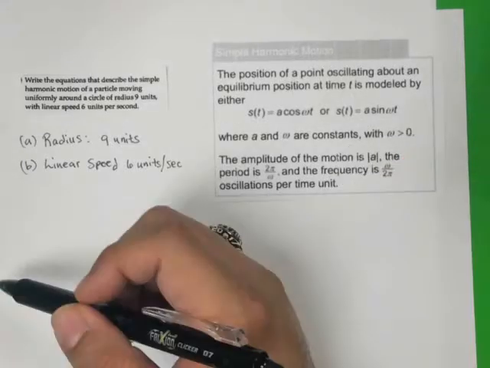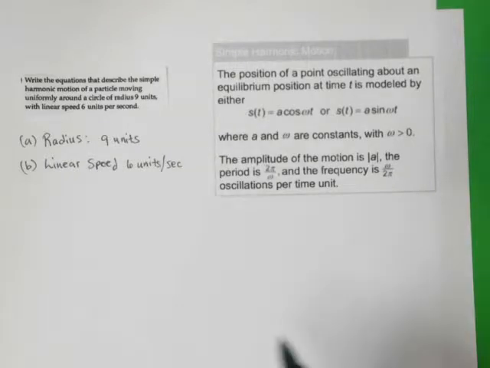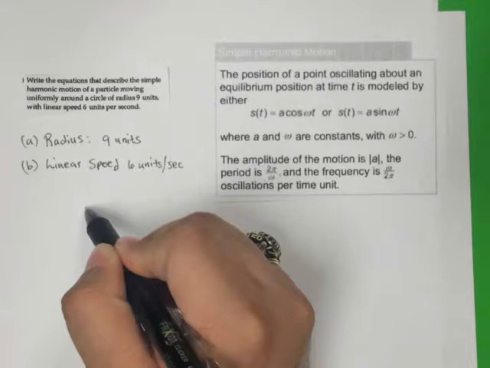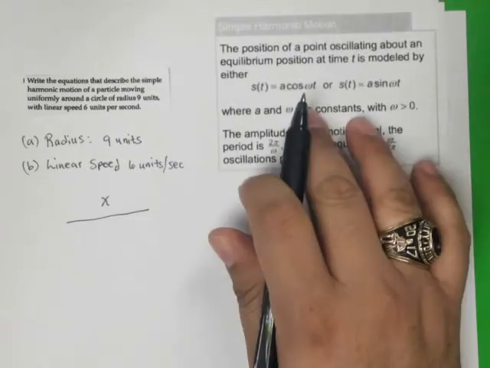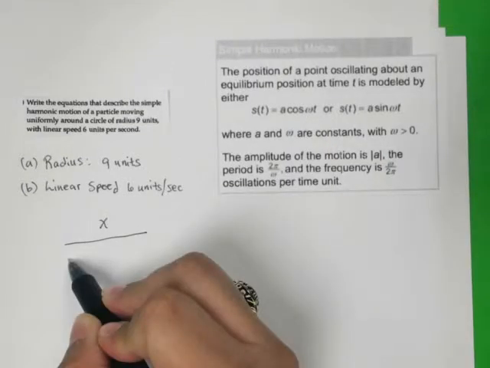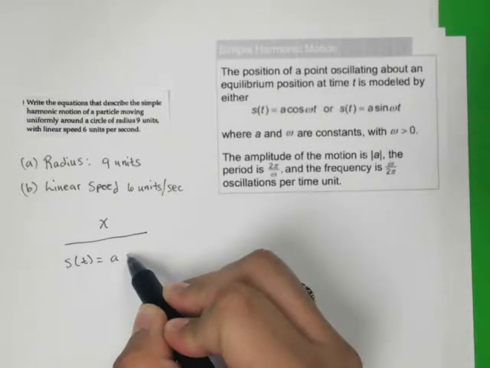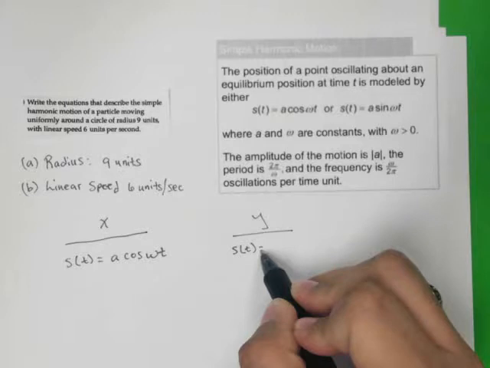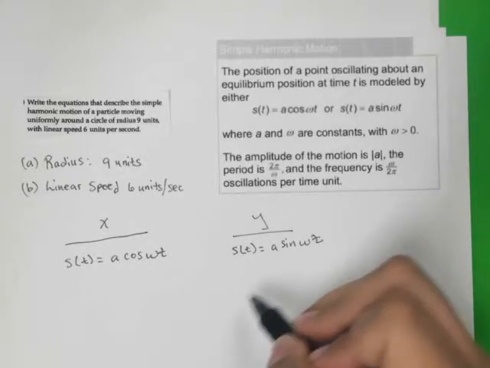And now all I need to do is think about the equations in terms of the x and the y component. Well, the x will follow the cosine, the y will follow the sine, just as it is when you're talking about sines and cosines. Let's take a look at this one. The formula for x will be s of t equals a cosine omega t, and the equation for y, s of t, will be a sine omega t.